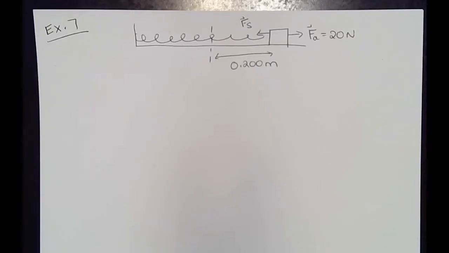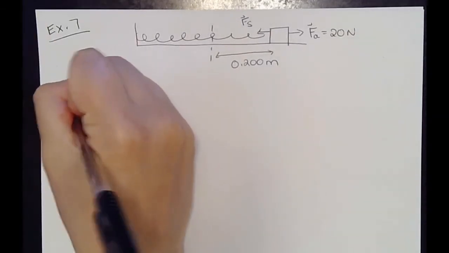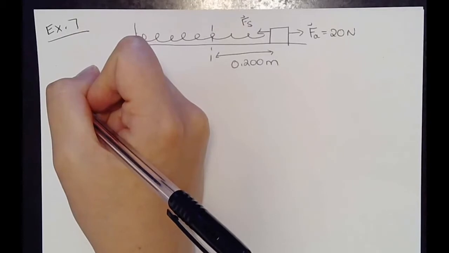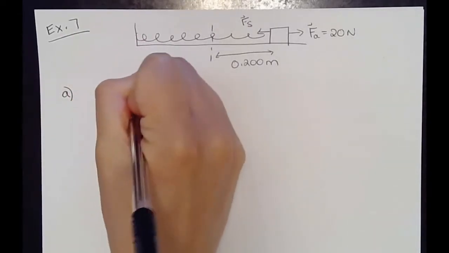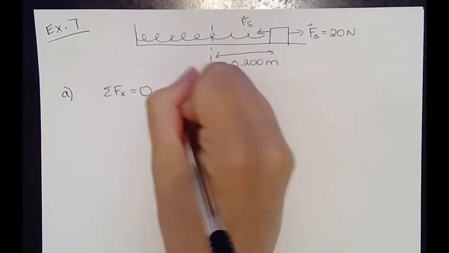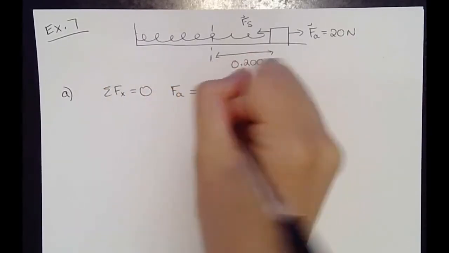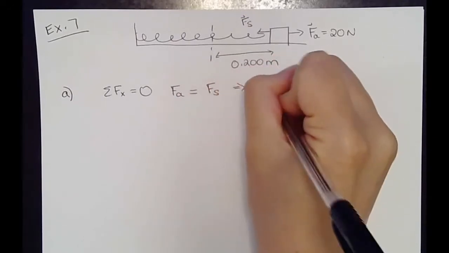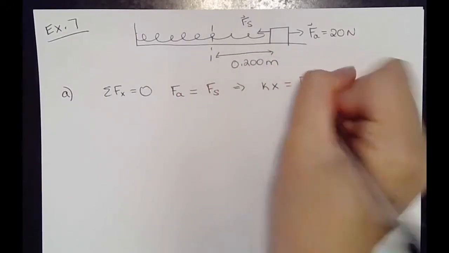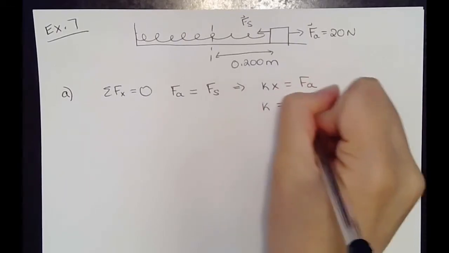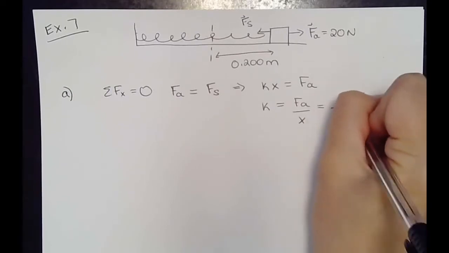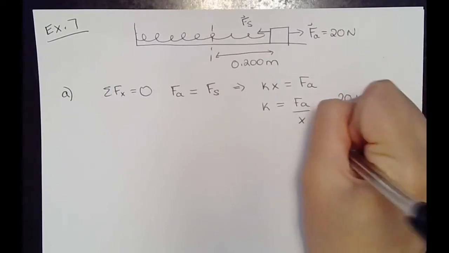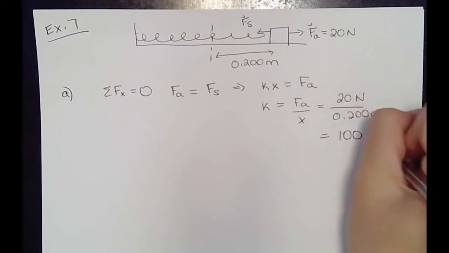Alright, so we're given this horizontal force that holds it in place, so in part A we can use Hooke's law and Newton's first law in order to find the spring constant. So Newton's first law, the sum of the x forces is equal to 0, which means that the force applied is equal to the spring force. So we have kx equals Fa, and then k will be Fa over x. So that's 20 newtons over 0.2 meters, which gives 100 newtons per meter.